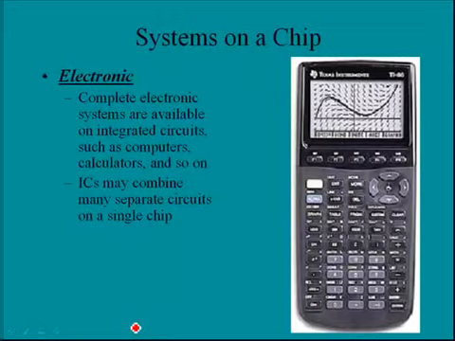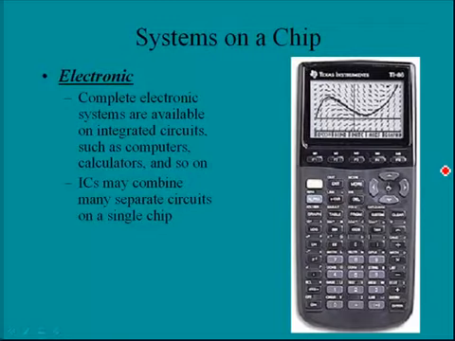Then we have systems on a chip, and we're going to be looking at two different types of systems. We're going to look at electronic systems on a chip and then electromechanical systems on a chip. And complete electronic systems are available on integrated circuits such as computers, calculators, and so on. ICs may combine many separate circuits on a single chip.